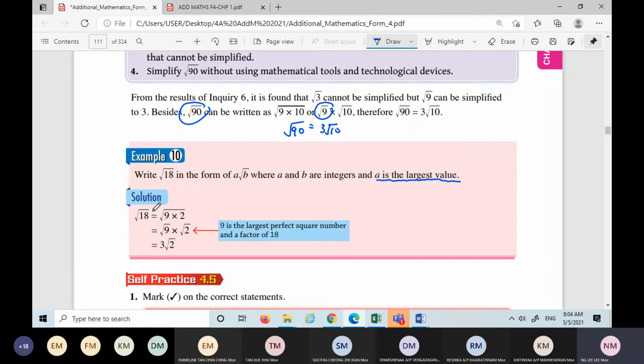Now you see 18. The perfect square that is a factor of 18 is 9. So it's 9 times 2. Then the square root of 9 you can write as 3. So the answer is 3 square root 2. Here in the box you see, 9 is the largest perfect square number and a factor of 18. This is what you're going to find.